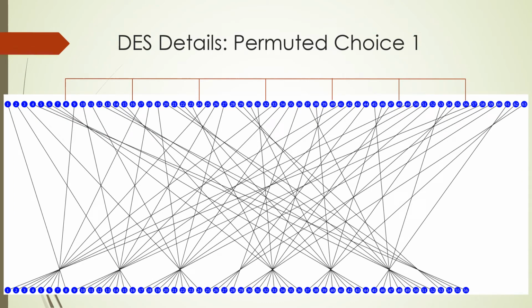And also, this is PC1, permuted choice 1. This is one of the blocks that I showed you in the picture that was showing the DES functionality. As you see, PC1 gets rid of bits 8, 16, 24, 32, 40, 48, 56, and 64. Basically, it gets rid of the bits with index divisible by 8. And these bits were previously known as parity bits.